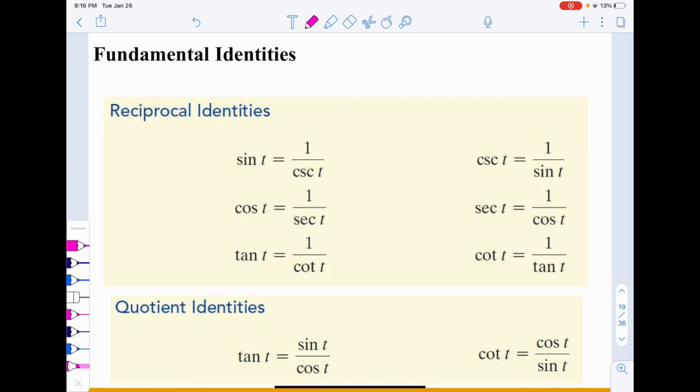Now your quotient identities, when you have those divisions. Now we know that tangent of t is equal to the sine of t divided by the cosine of t. And our cotangent is our cosine divided by sine. Those are reciprocals. If you remember our tangent of t, tangent was the same thing as the y divided by the x value. And we know that sine talks about y and cosine talks about x.